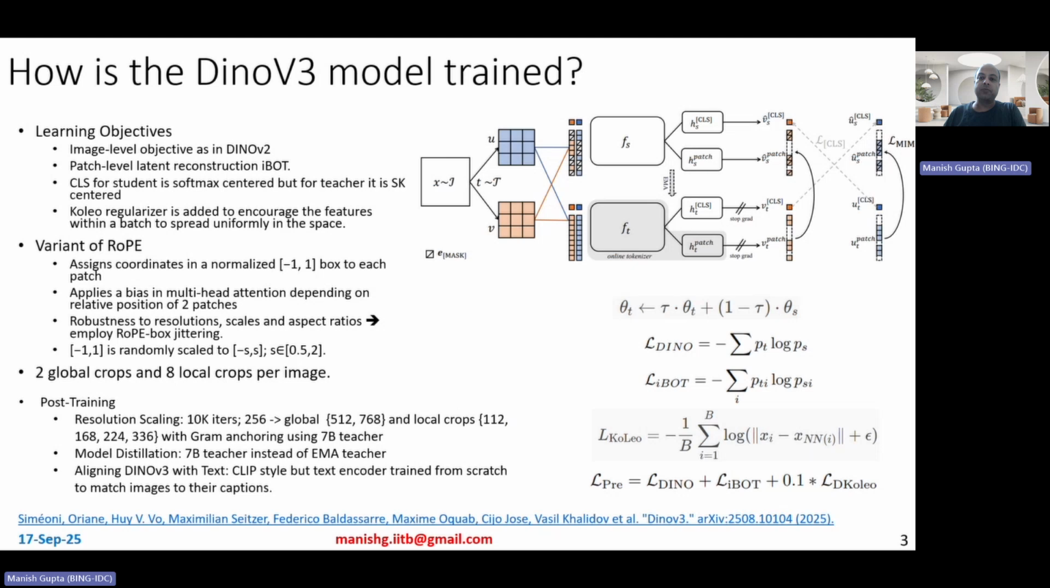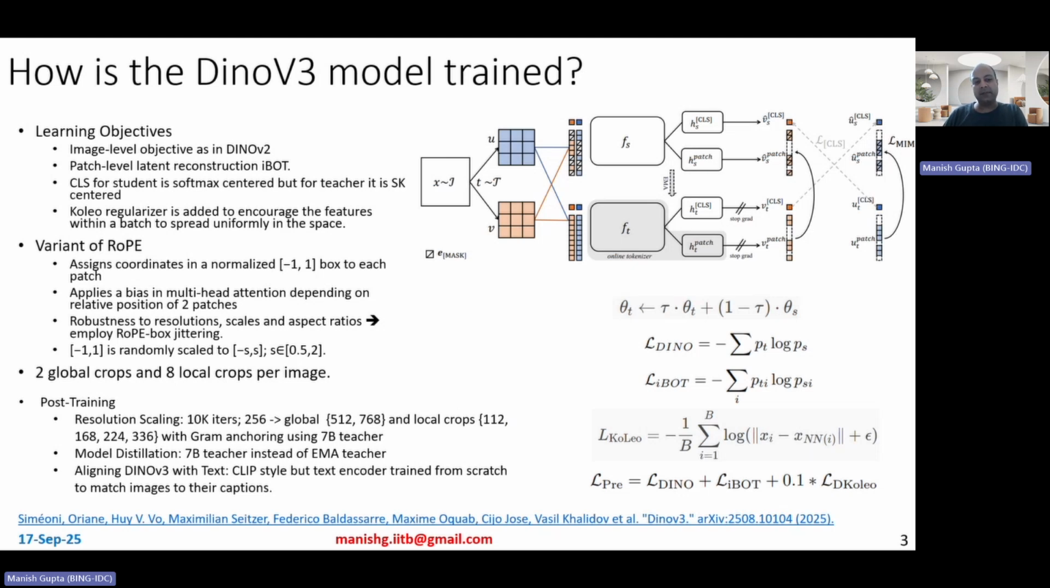However, at the end of the pre-training, they also do post-training where, for 10,000 iterations, they use global crops of size 512 and 768 and local crops of different sizes 112, 168, and so on, so as to essentially do resolution scaling, right? And while doing resolution scaling, they also do something called gram anchoring, which I'm going to talk about on the next slide. So, besides these losses in their pre-training part, they also do something called gram anchoring, which I've not explained so far. So this is just DINOv2. I'll talk about gram anchoring on the next slide, which is what they also do in the post-training part.